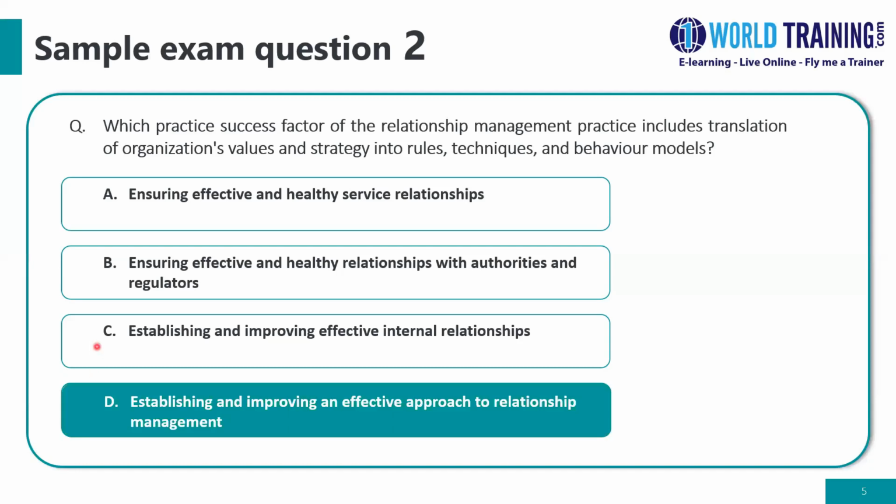And the relationship management practice works in dealings between individuals, teams, and organizations to develop, communicate, and maintain a set of values and principles for relationships. And these need to be consistent across different types of stakeholders. And then those values and principles need to be translated into working ways such as techniques, rules, and behavior patterns to be adopted by everyone.